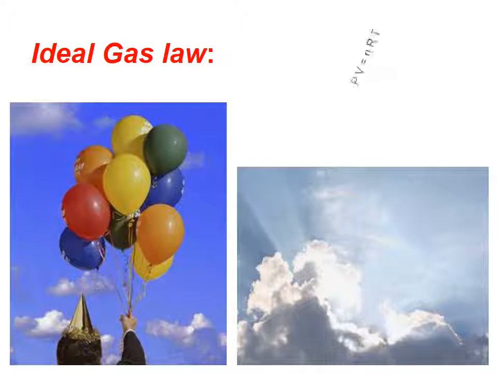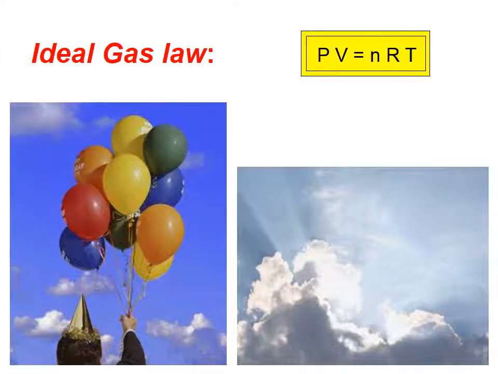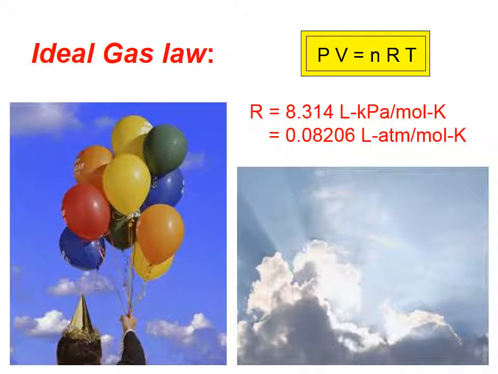The ideal gas law is simply an equation, PV equals nRT, where P is the pressure, V is the volume, n is the number of moles of gas, and T is the temperature. All of those quantities need particular units for using this equation. Temperature, as always, has to be in Kelvin.